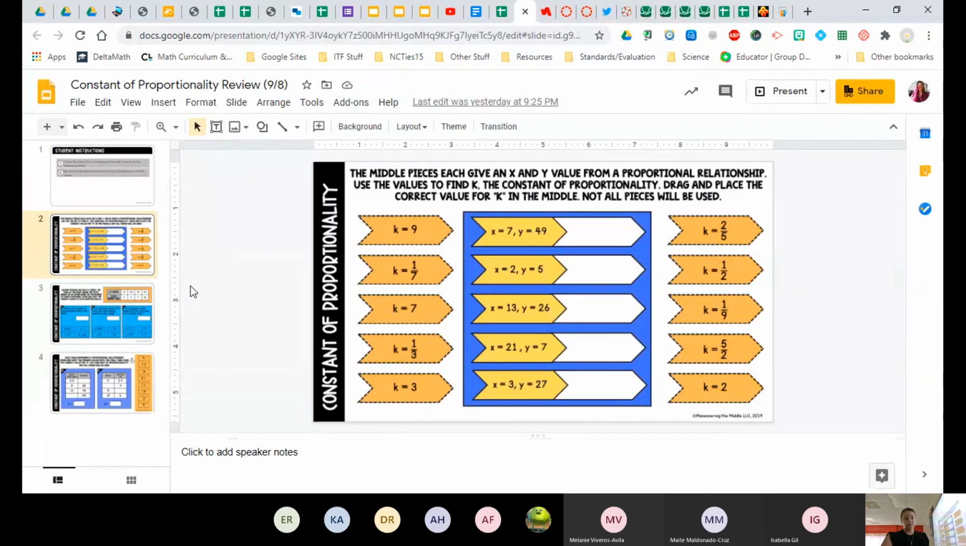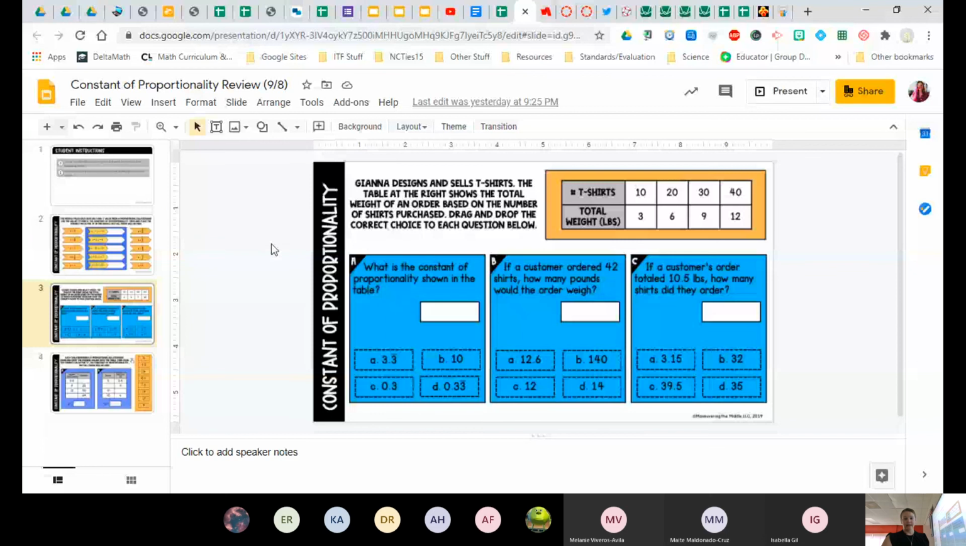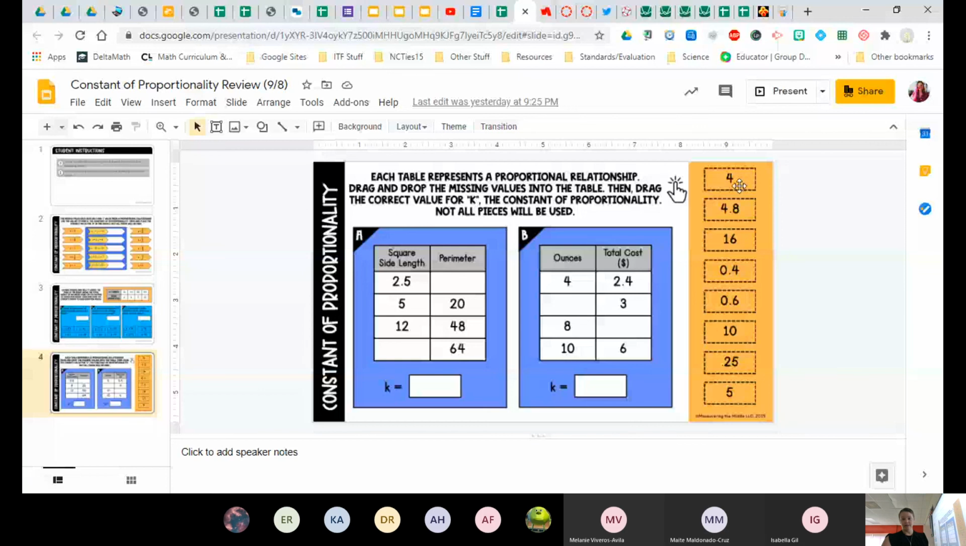And there are 3 slides that you're going to do. The first one wants you to use the X and Y to figure out the constant of proportionality, and you just drag the pieces over where they go. You're only going to use 5 of them, so you will have some left over. The second slide, you're going to use the table up here to answer all 3 questions and just drag your answer into the box. And then the last one, you have to complete the table. So you're going to slide some of these over to the missing spots and then tell me what the constant of proportionality is.